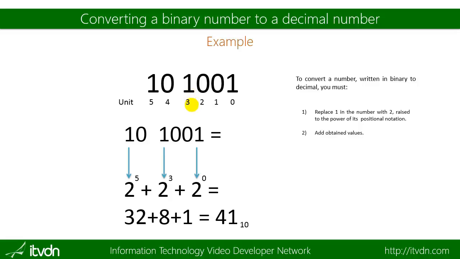So it's in the third position. The third one here, which was also replaced by 2, is raised to the power of 5. So now, let's calculate our values and add them up. 2 raised to the power of 5, we get 32. 2 raised to the power of 3, we get 8. 2 raised to the power of 0, we get 1. 32 plus 8 plus 1 is equal to 41.